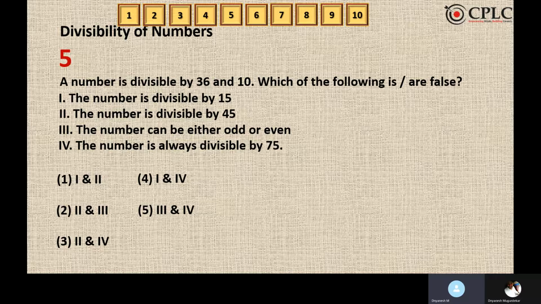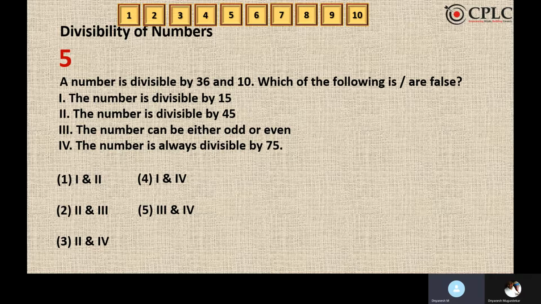So number 180. Statement number 1: it is divisible by 15. 180 divisible by 15? Yes, that's a true statement. Second statement, 180 is divisible by 45. Is that a true statement? Yes, that is also right. Third statement, number can be either odd or even. So 180 is always even, so the third statement is the false one. And the fourth one, number is always divisible by 75. So 180 is not divisible by 75. So the fourth one is also false.